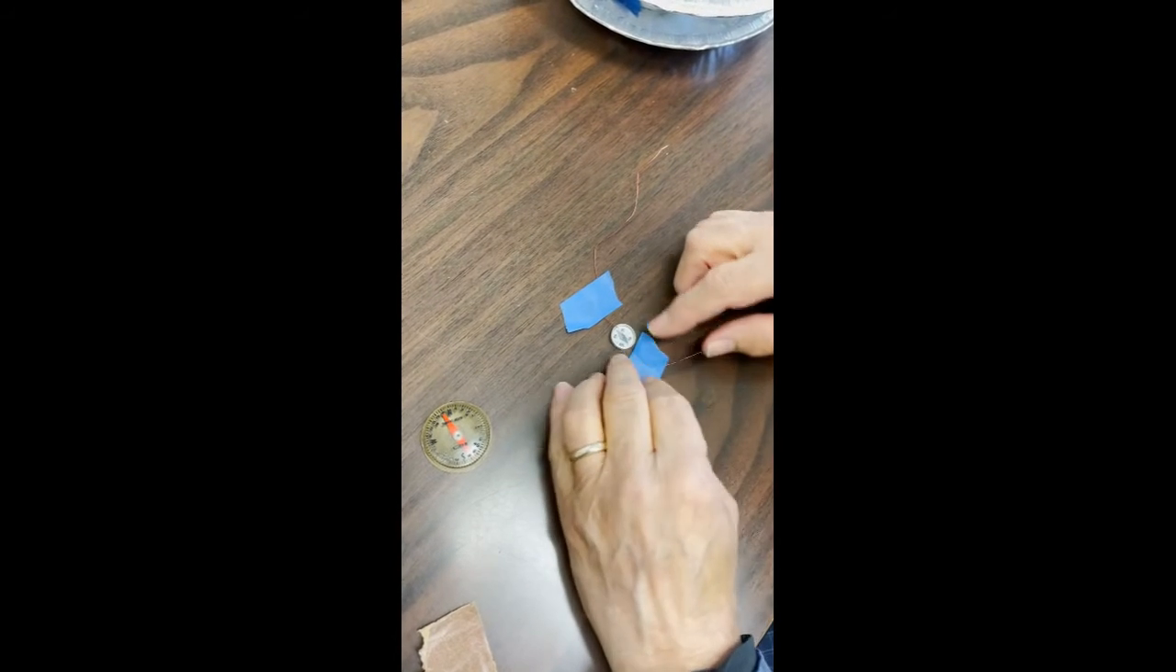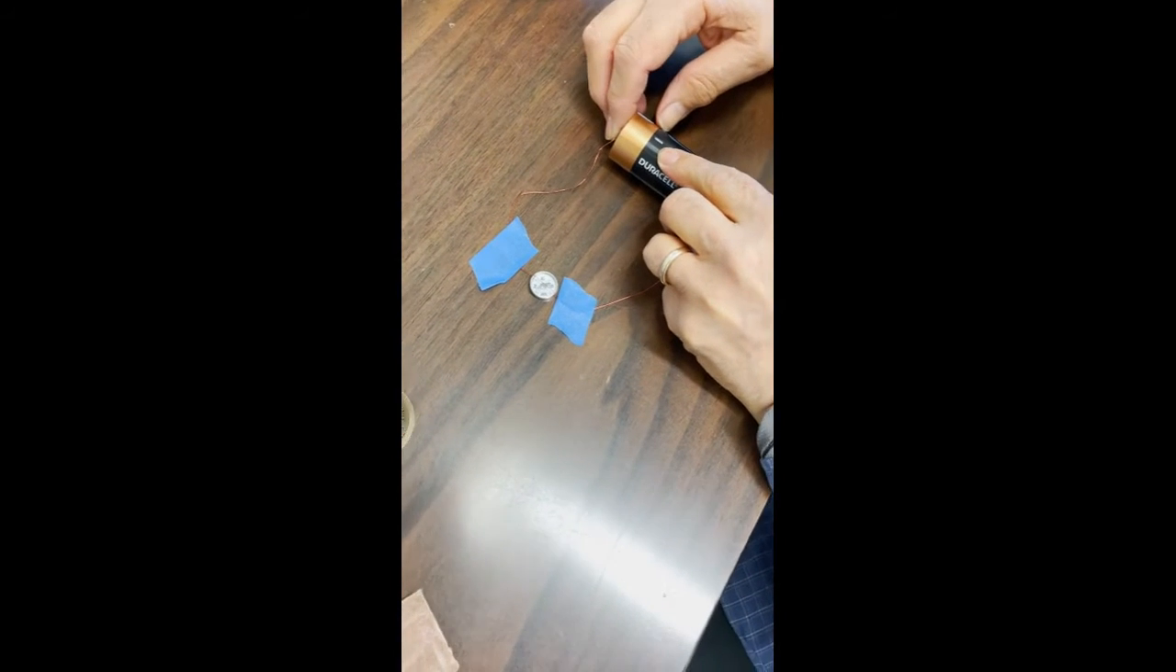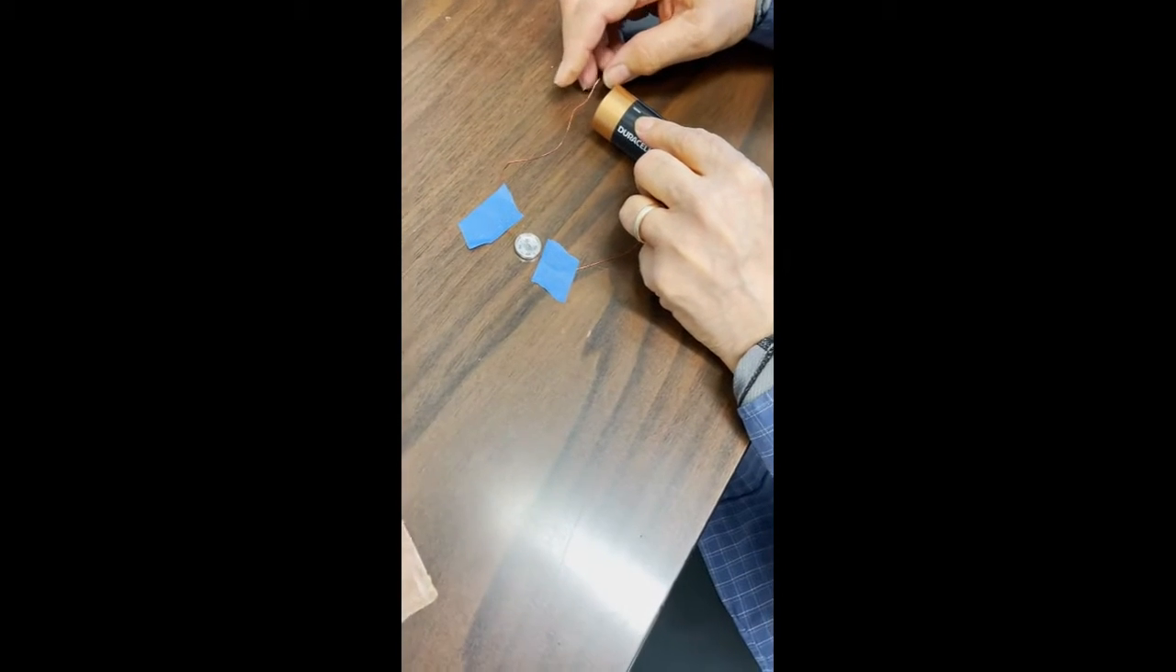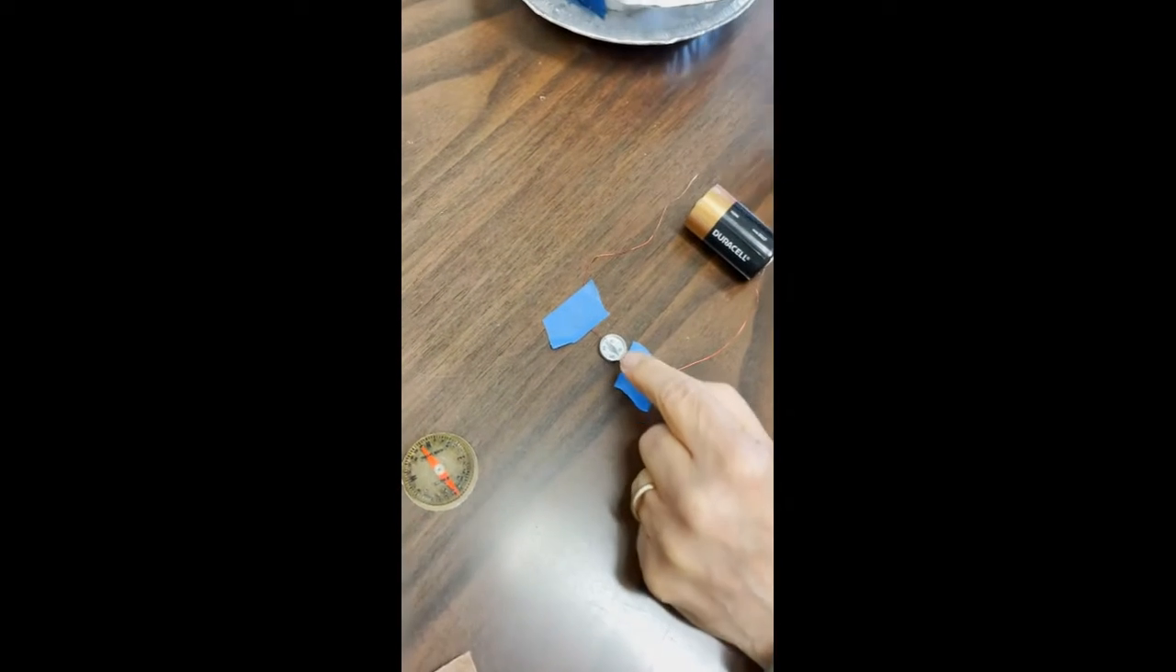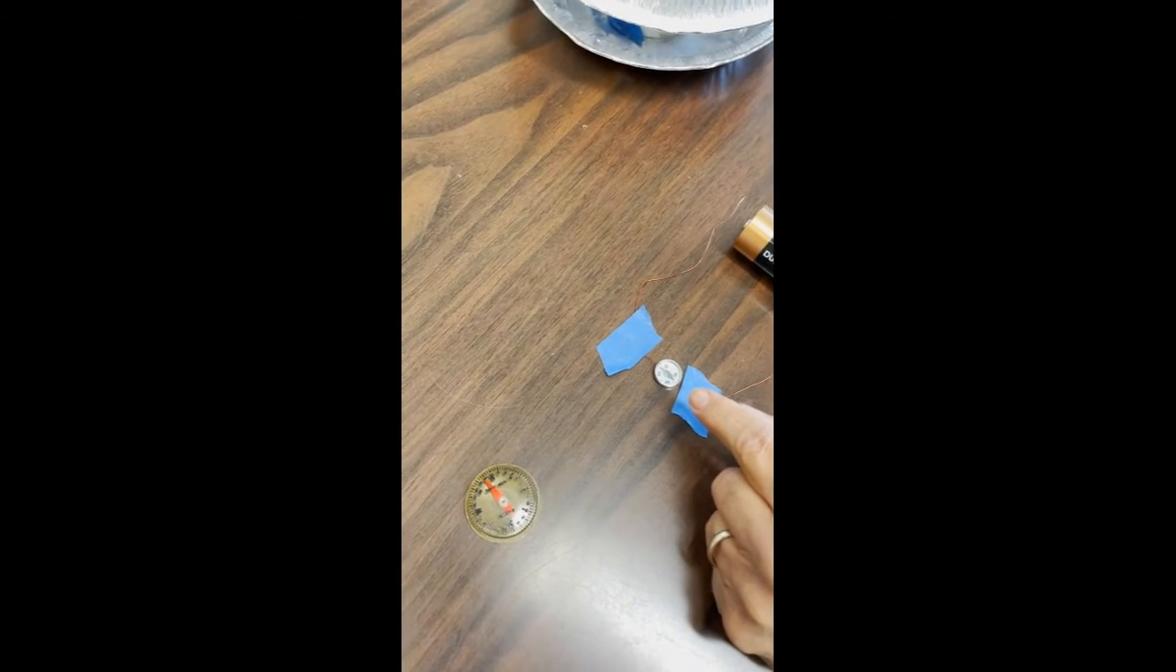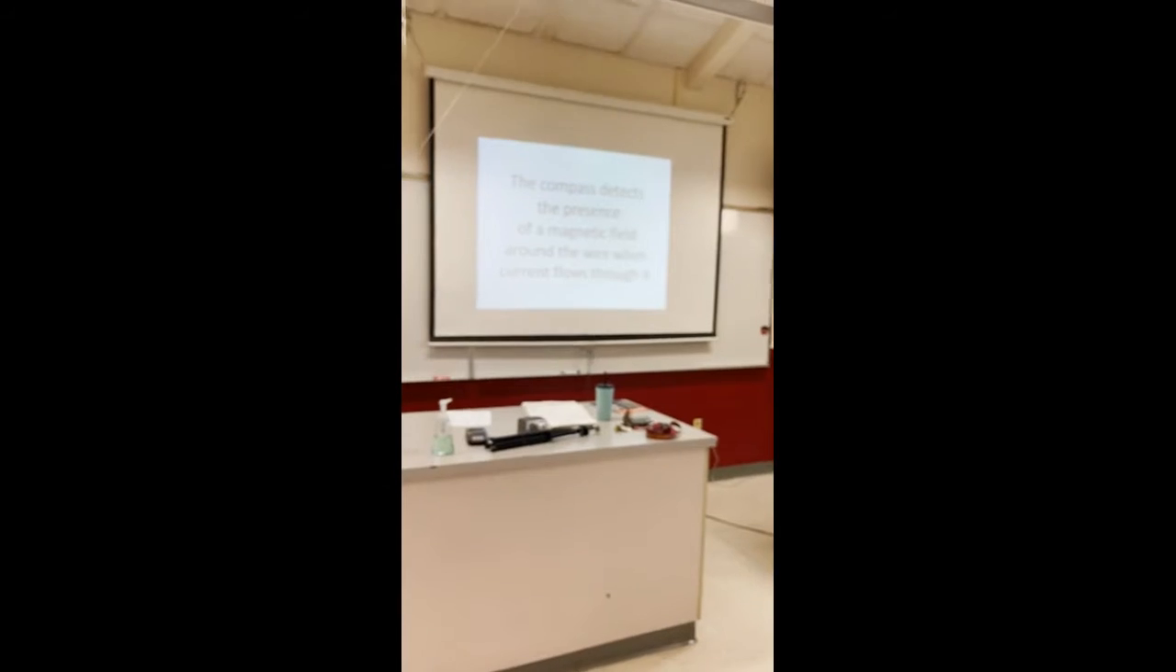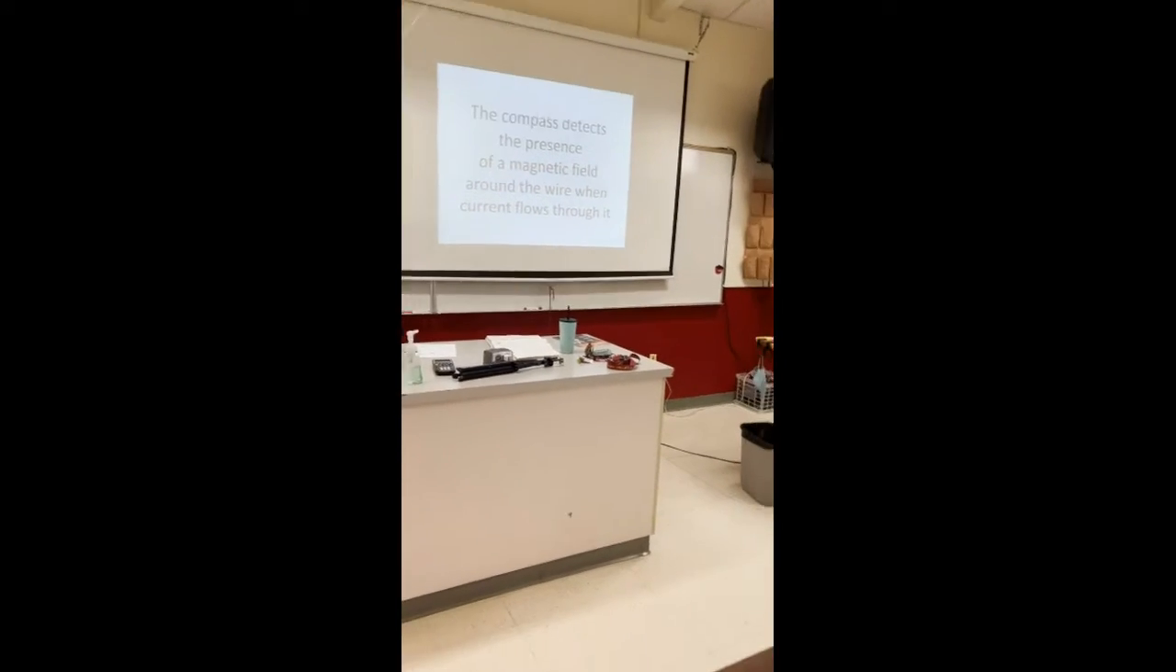Now, when we run a current through there... Okay, the arrow is the magnetic field. So that means it's underneath the wire. It says the compass detects the presence of the magnetic field around the wire when current flows through it. So no current, no magnetic field; current, magnetic field.